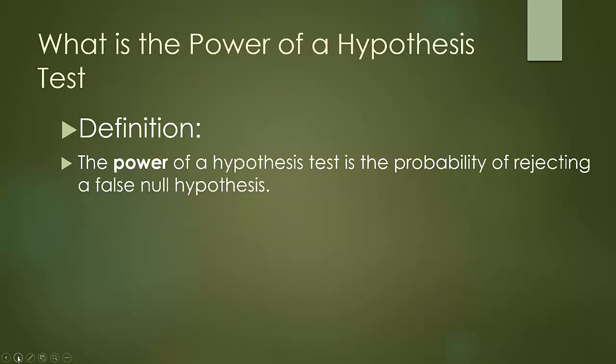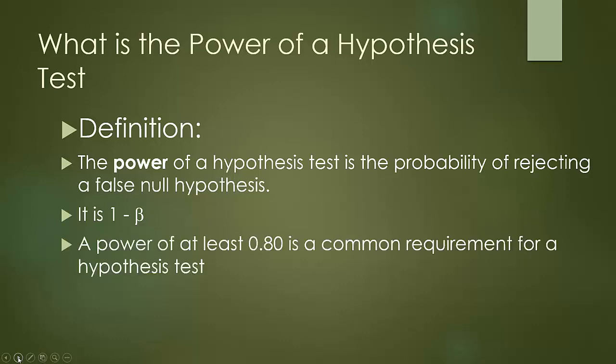So what is the power? Well, by definition, the power of a hypothesis test is the probability of rejecting a false null hypothesis. It is 1 minus beta. Remember beta? That's the probability of committing a type 2 error. A power of at least 0.8 is a common requirement for a hypothesis test. So that would be the power is at least 80%.